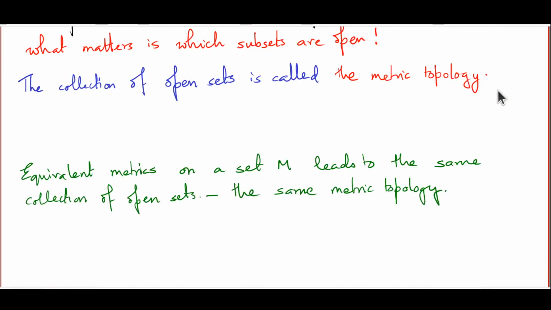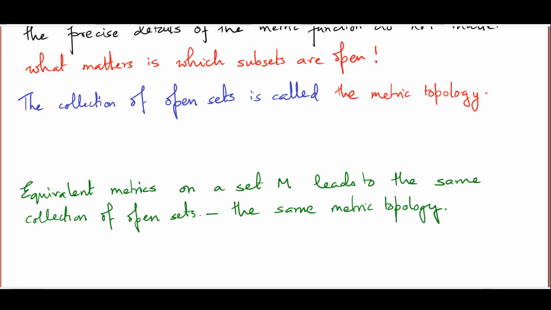And the important thing that we have already seen in the last lecture is the following. Equivalent metrics on a set M lead to the same collection of open sets, the same metric topology. And as we have already seen, if you replace a metric by an equivalent metric, the same functions stay continuous. So as far as continuity is concerned, you don't really have to look at the details of the metric. All equivalent metrics do just the same job, and it is much easier and much more elegant if instead of getting lost in the details of the metric function, you just worry about the open sets or the metric topology.